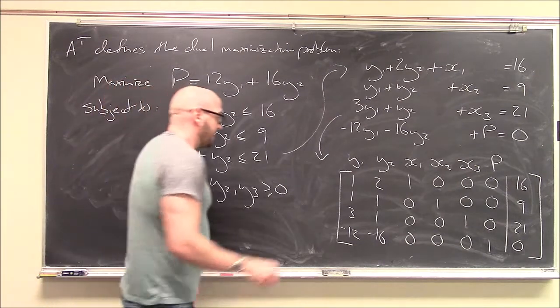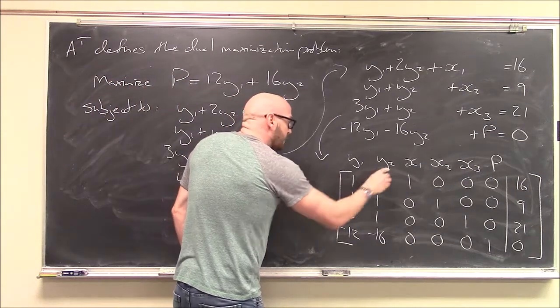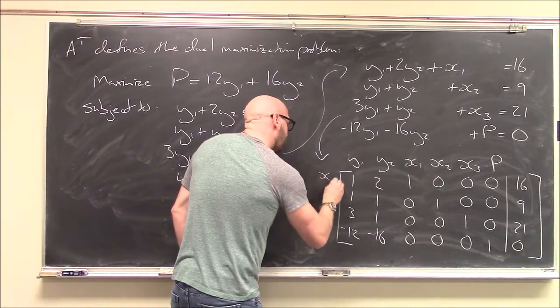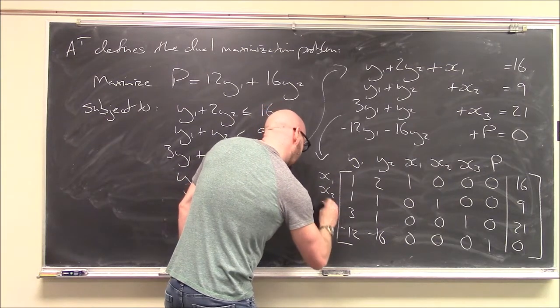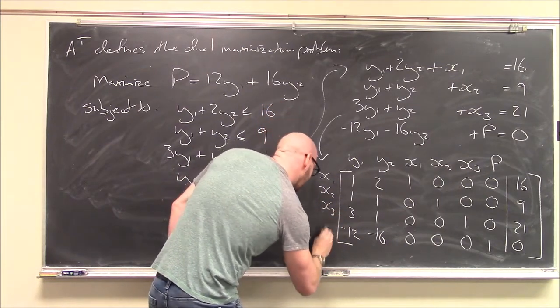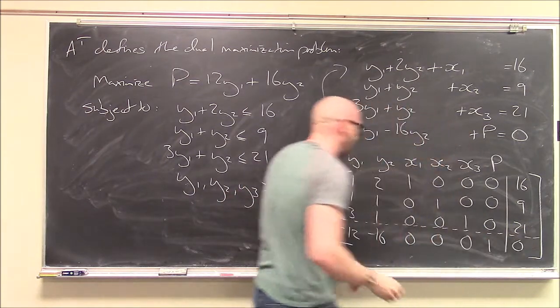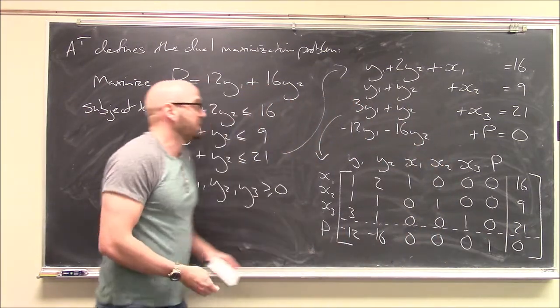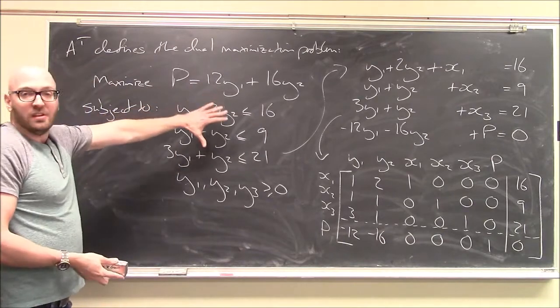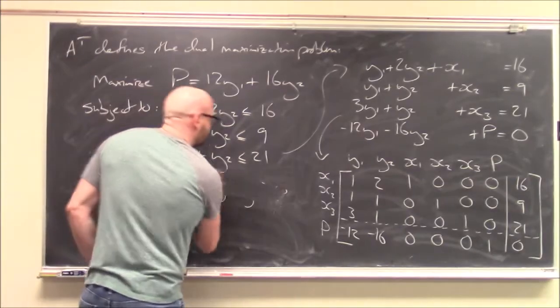There's the initial simplex tableau. I'm forgetting, I label this with my slack variables x1, x2, x3, and p, and we separate here with a dashed line. All right, there's my initial simplex tableau for this standard maximization problem.